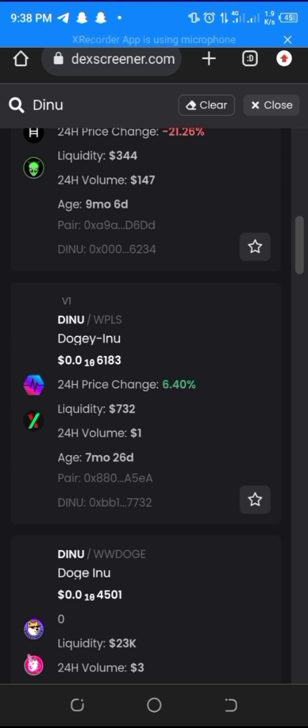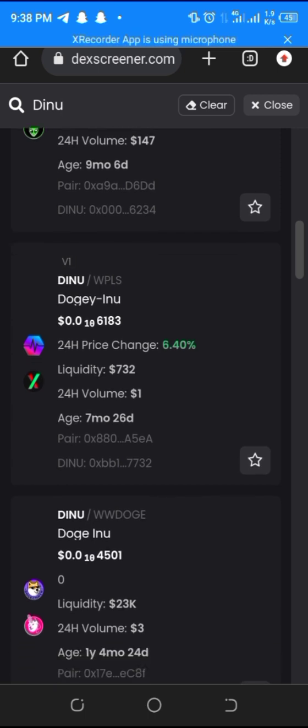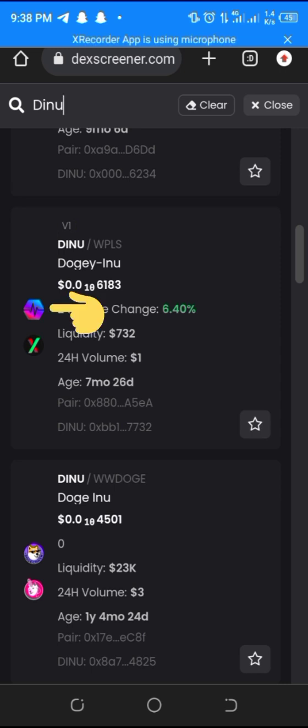This next one, which is on the screen, WPLS. So there is another blockchain which is called Pulse Chain. And you can see it is paired with WPLS. WPLS means wrapped PLS, which is the native token of the Pulse chain, but they usually use wrapped PLS because of some conversion and things like that. And the logo here is the Pulse chain logo.